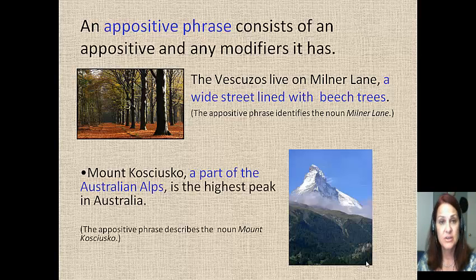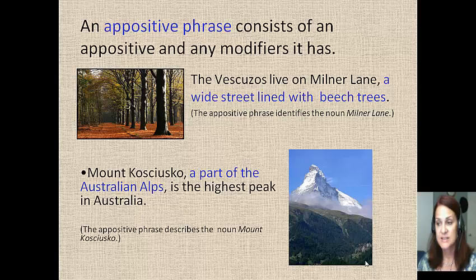Mount Cossacuso, a part of the Australian Alps, is the highest peak in Australia. Here, our appositive phrase is a part of the Australian Alps. It's highlighted in blue, and it's right next to Mount Cossacuso. So it is functioning as your appositive phrase. They define, they explain each other.